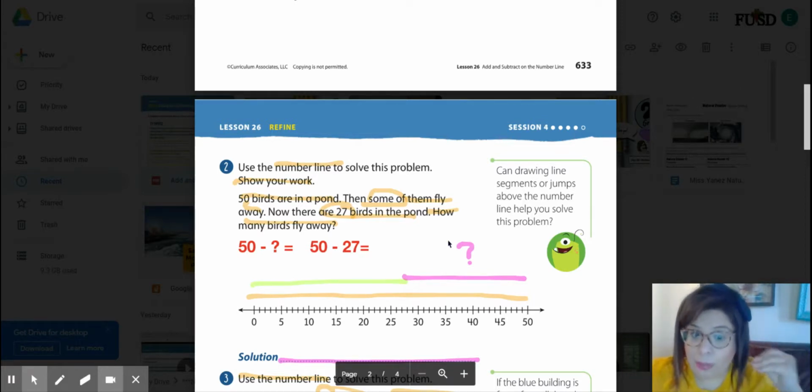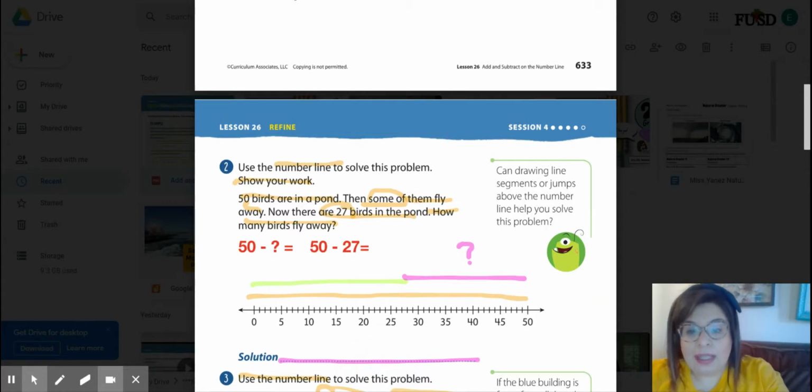Well, I'm trying to remember what I learned on Monday, Tuesday, and Wednesday. And I'm going to start with my whole. And I know that at first there was 50 birds. So up here, I'm above the number line. I'm going to draw an orange line that shows 50. That's 50 birds. And then some fly away. Did they tell us how many? They said, do you know how many some are? Nope.